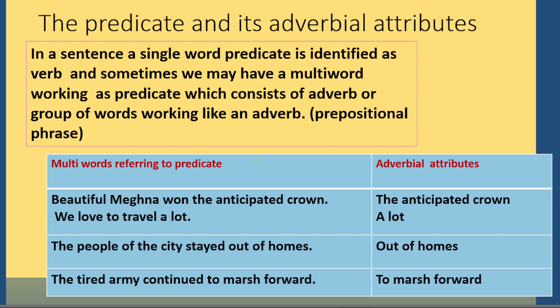So basically just like the subject word attribute describes or qualifies the subject, similarly adverbial attributes or adverbial qualities describe the verb or the predicate in a sentence. And it can be a prepositional phrase.